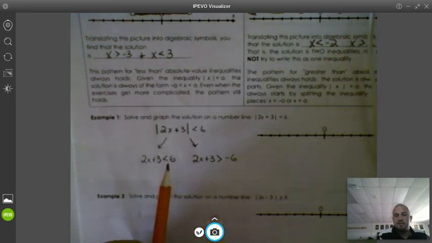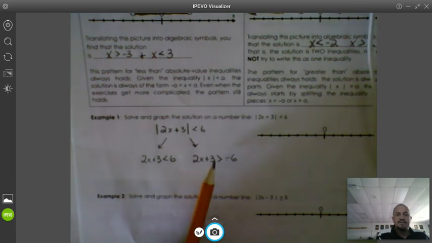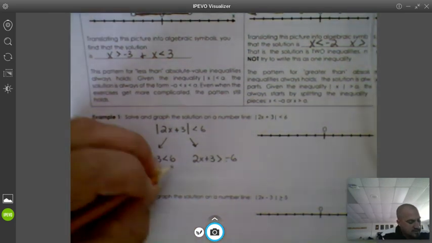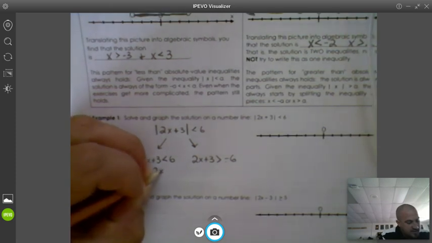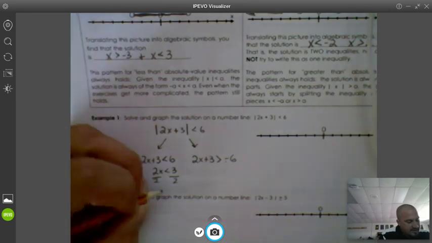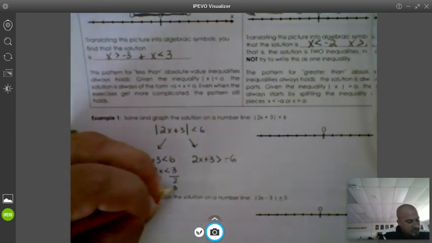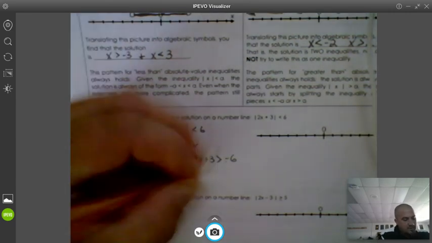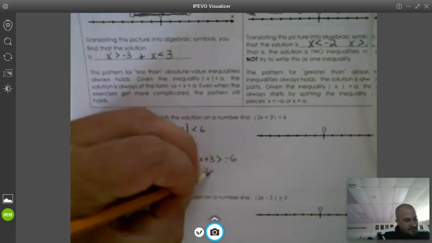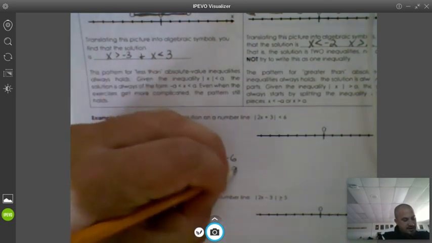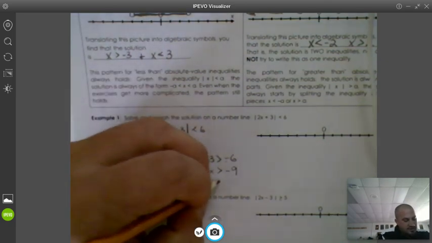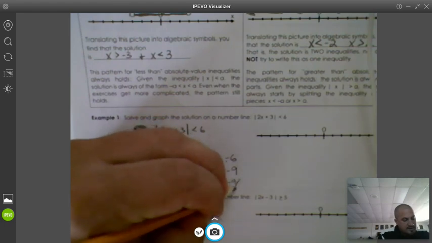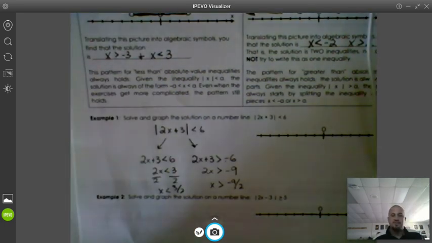So in the first inequality, I write it exactly as it is. In the second one, I change the sign and the number. So I'm going to subtract 3. So 2x is less than 3, and then I'm going to divide by 2. So x is less than 3 halves. Over here, I'm going to subtract 3. So 2x is greater than -9. Now I'm going to divide by 2. So x is greater than -9 halves.